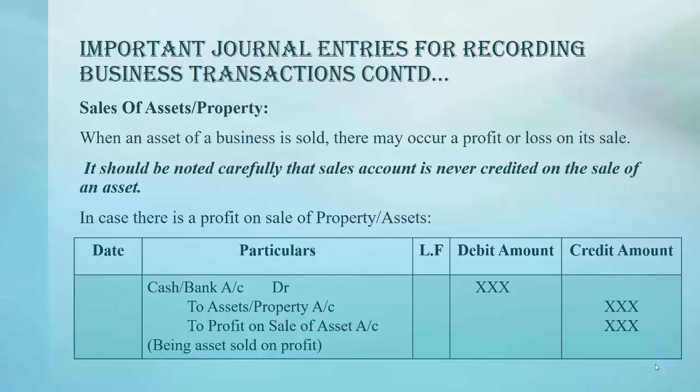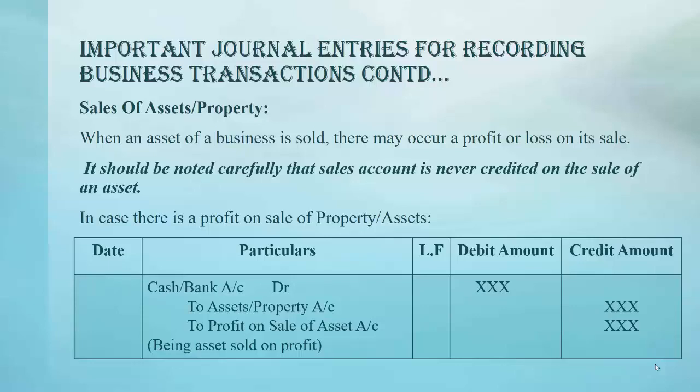Here, profit will be credited as per the rule of nominal account, and assets will be credited because the particular asset is going out. So the rule for the real account will be applied here, and cash or bank account will be debited because cash is coming in. So the rule for the real account will be applied here. And after that, we have to put the narration, that is, being assets sold on profit.